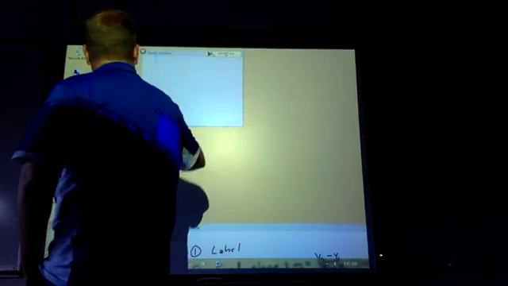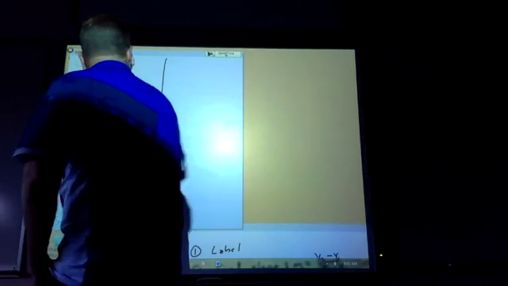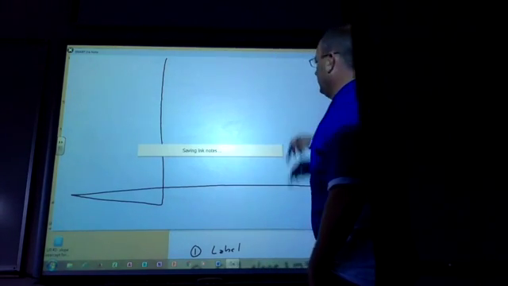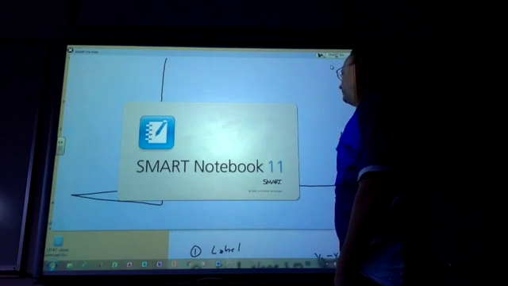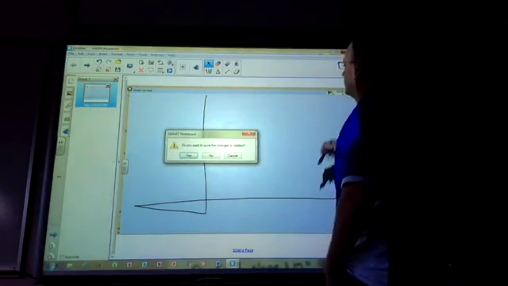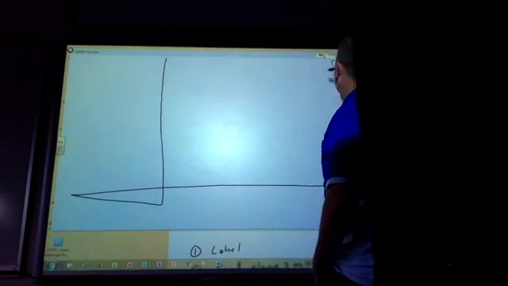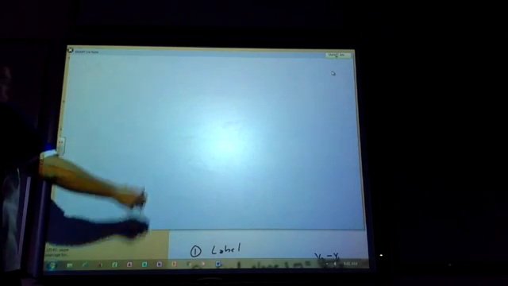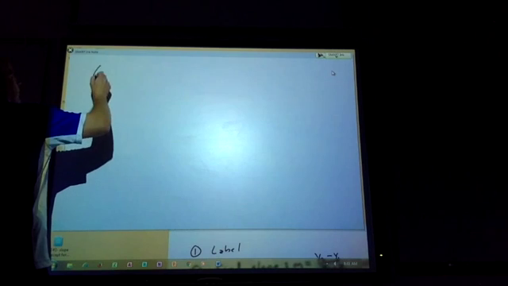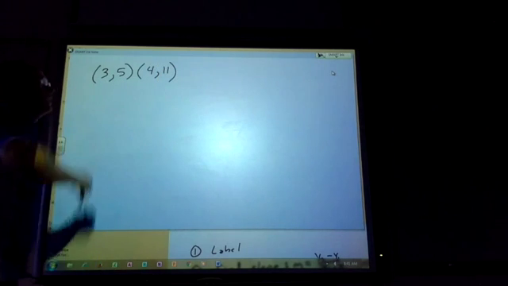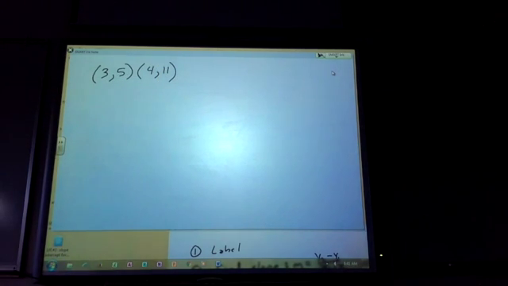All right. So let's go through a process of events here. All right, so let's say I give you 2 points, and I would like you to find the linear equation that goes with these 2 points.